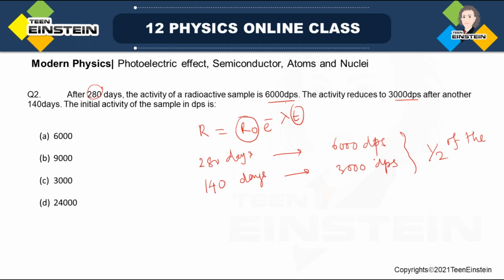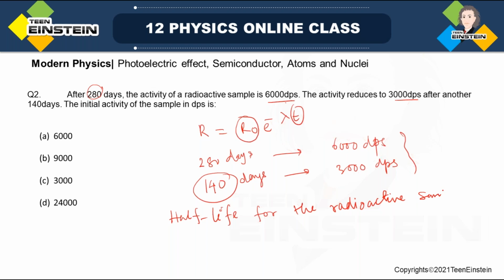Okay, that means activity is becoming exactly half. Activity is becoming exactly half in 140 days. That means what is the half-life? Therefore, we can say the half-life for this particular radioactive sample is 140 days. So then you can see how many half-lives. After how many half-lives it becomes 6000? 2 half-lives, because 140 into 2.